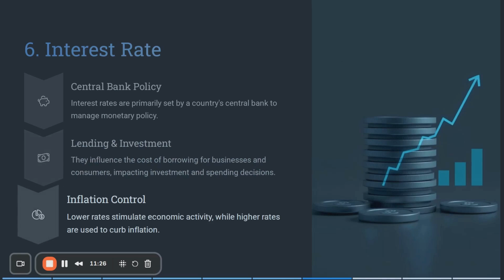If the interest rates are high, then inflation will be low. Interest rates are kept high by the central bank keeping in mind that inflation should go down, and when interest rates are put low, then inflation will rise.